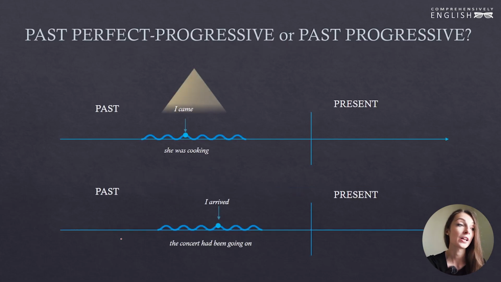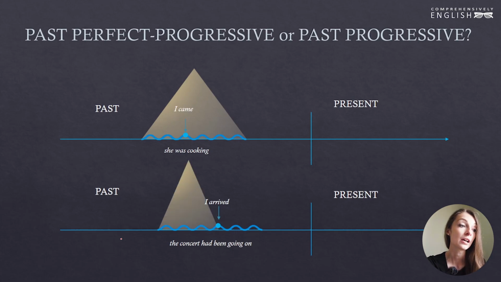Compare. I came when she was cooking. I'm talking about the process which was going on at the moment when I came. And that's all I care about. The concert had already been going on when I arrived. I'm speaking about the process that preceded my arrival and was going on at the very moment when I arrived. With these two tenses, we shed light onto different parts of the timeline.